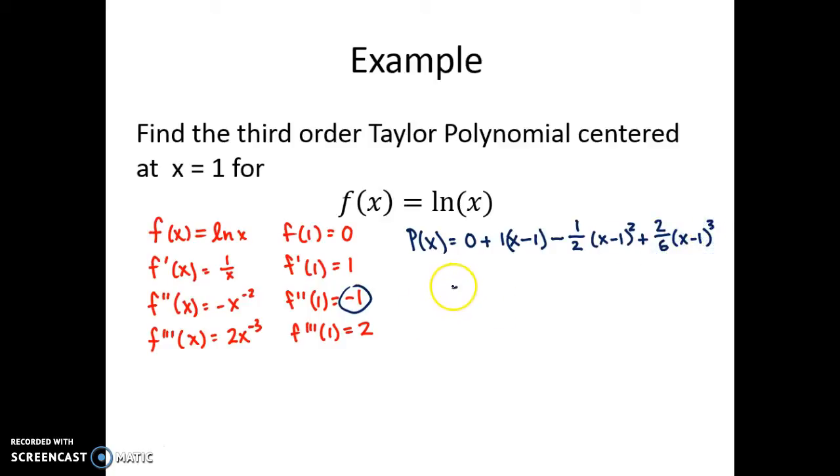So if I simplified that out, I would have x minus 1 minus x minus 1 squared over 2 plus x minus 1 to the third over 3. Okay. I wanted you to see centering somewhere else. When you center somewhere else, you evaluate at that point, and then you don't just have x's in your polynomial, you have x minus your center.